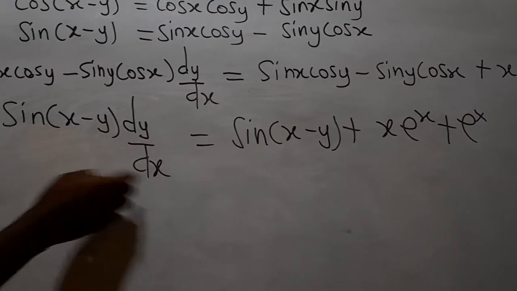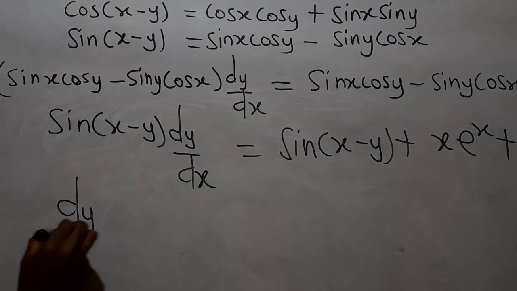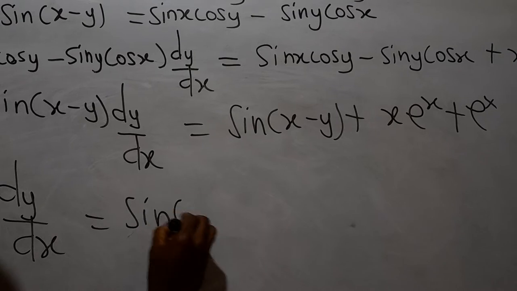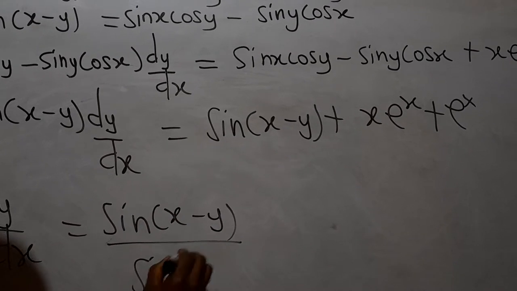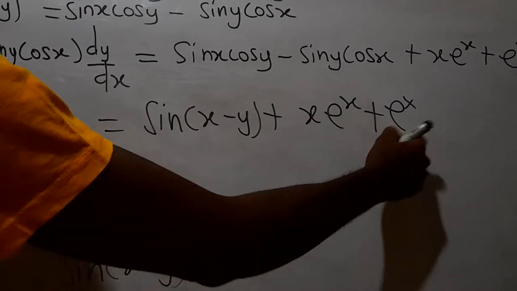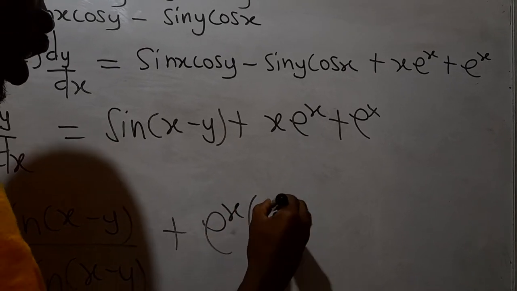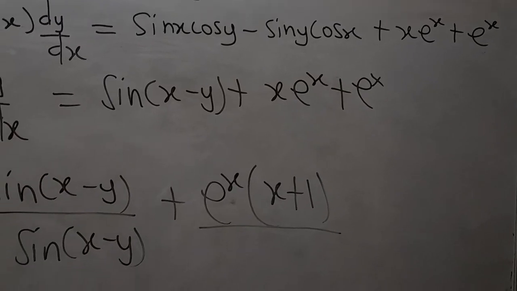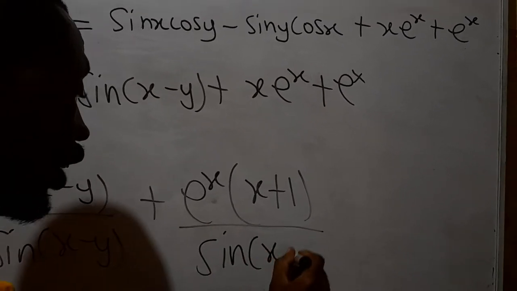So I need dy over dx. I'll just divide both sides. I'll say my dy over dx will be equal to sin(x minus y) divided by sin(x minus y), then plus, look at this, what is common here? e^x is common, so I can bring it out. I'll be left with (x plus 1) before I divide it by sin(x minus y).